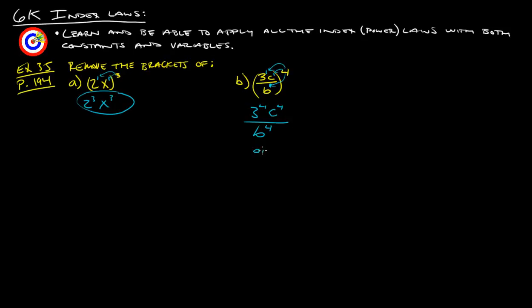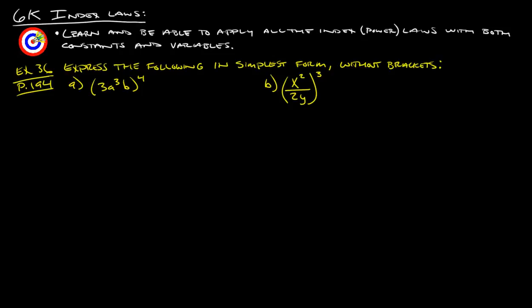So you could write it like this, or you could move that b to the fourth back up to the top and write that as 3 to the fourth, c to the fourth, b to the, since we moved it from the bottom back to the top, it would be b to the negative fourth. You could do either or. They didn't specify that you need to write it without fractions, so either one of these is fine. Eventually they might ask you to write your answers without fractions, or sometimes without negative exponents, and in this case you'd have to write it like this. Okay? Alright. Next set of examples.